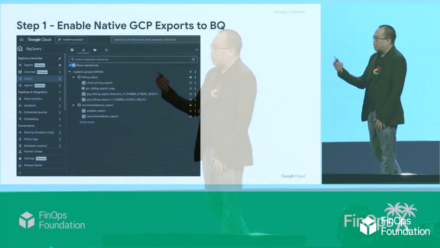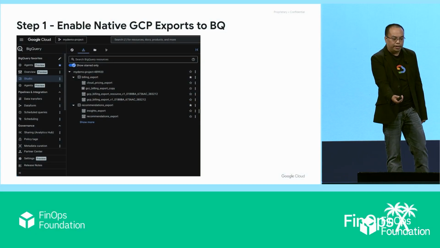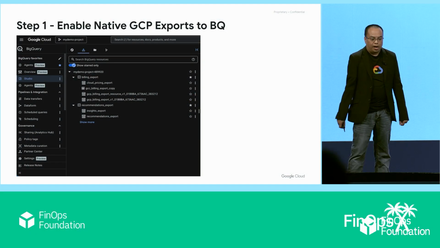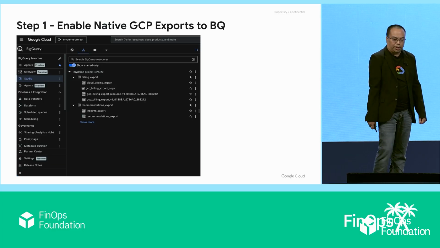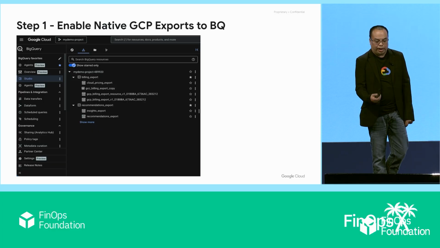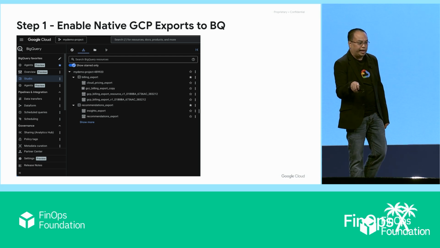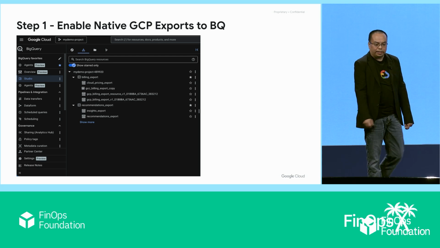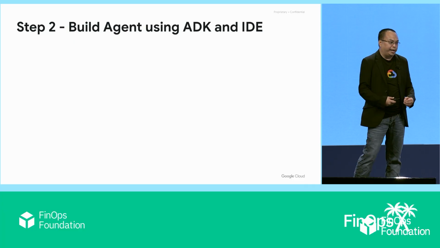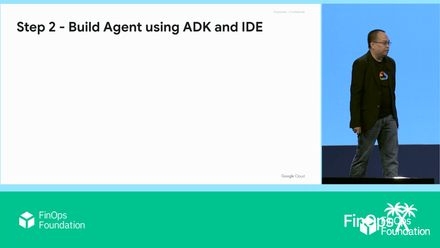So let's go. The first step here is connecting your data. So here's an example where I've got access to my data. This is my BigQuery environment, my demo environment. I've got my billing exports. I've got my pricing exports. I've got my recommendations export in BigQuery. This is the context that I provided to the agent. The next stage is how do I build this using my ADK and IDE. Let's roll the video.